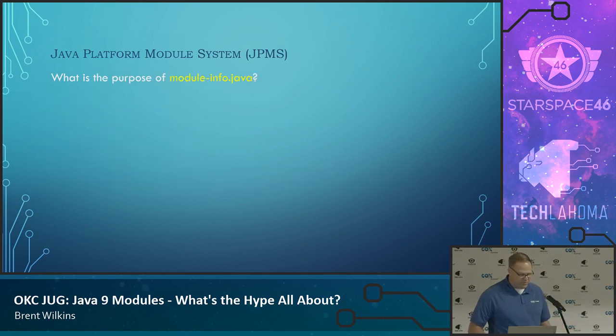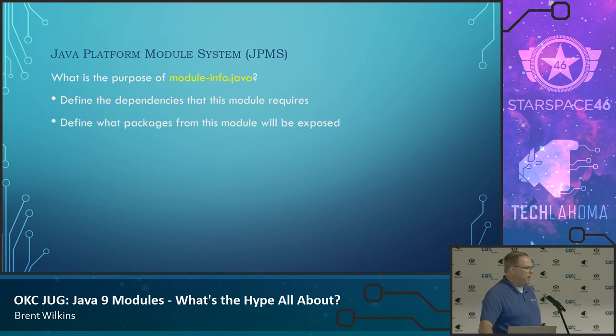So what is the purpose of the module-info.java file? This is where you define the dependencies that your module requires, and you define the packages from this module that will be exposed. So this is where you can allow people to access certain classes, but you can hide other public classes that you don't want them to actually access.